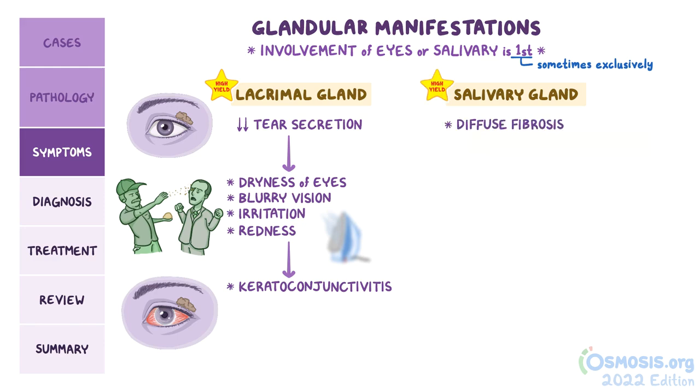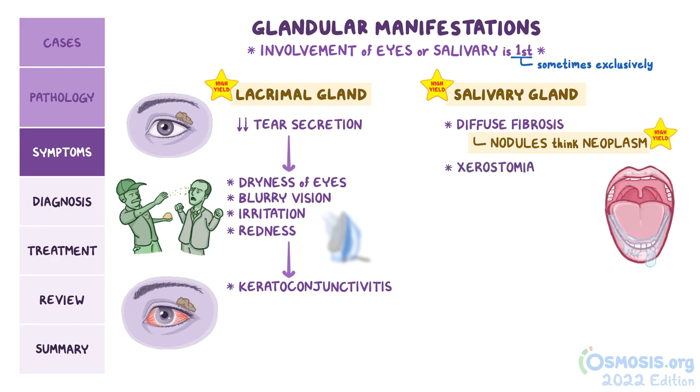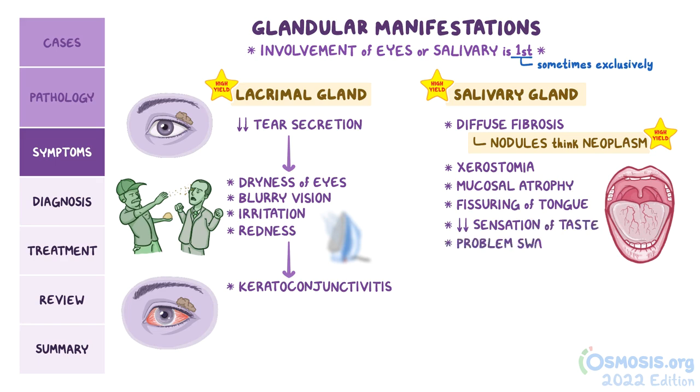So remember that if you see nodules, think neoplasm instead. The diffuse damage to the glands leads to xerostomia, or dry mouth, due to decreased saliva secretion. The lack of saliva causes mucosal atrophy and fissuring of the tongue. It can also lead to decreased sensation of taste, problem swallowing, and tooth decay.